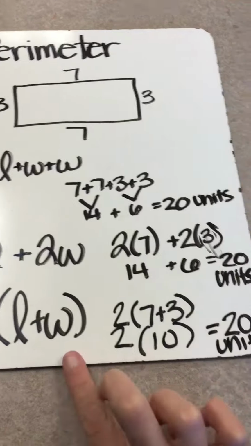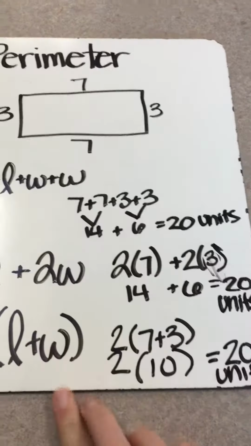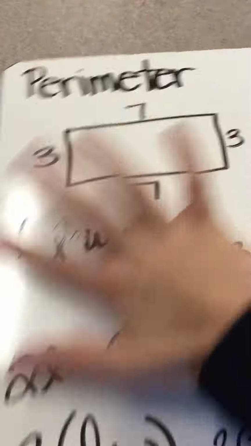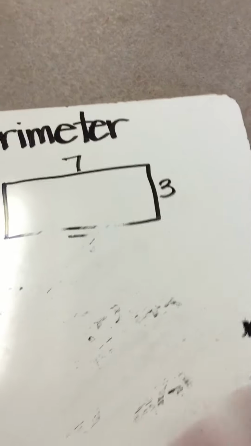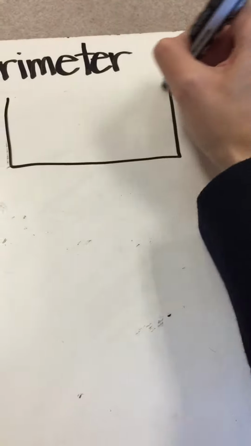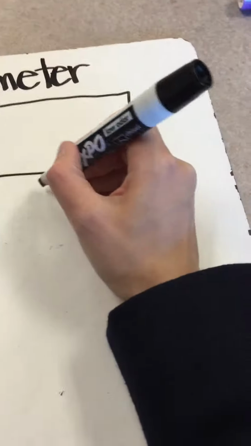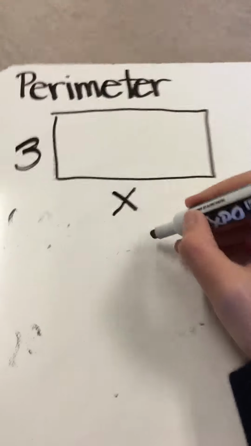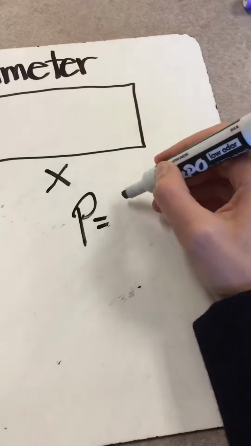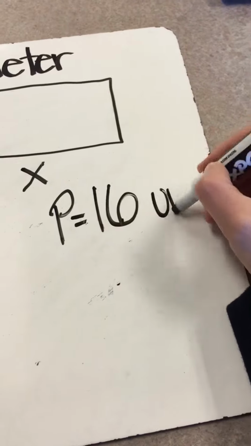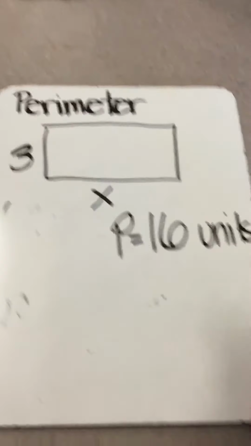But what do you do when the perimeter is unknown and you have no idea what it is? Let's erase and talk about that. So when the perimeter is unknown, or when one of the side lengths is unknown, you have to use a different strategy. Sorry for the crazy video there for a second. So let's say we have a rectangle, and this side's 3, and this side is x, and we know the perimeter is 16 units. How do we figure out what x is?